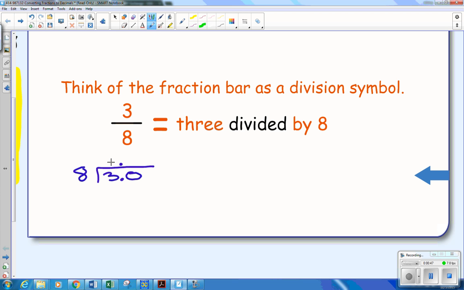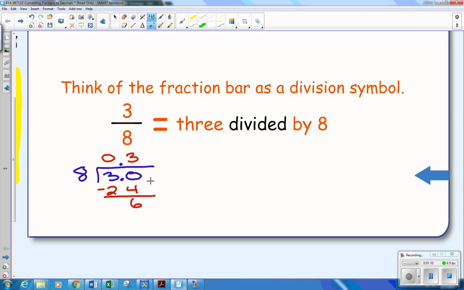So 8 can't go into 3. We can put a 0 there. But can 8 go into 30? And we know that 8 can go into 30. It goes in there 3 times, and then what we do is we multiply 3 times 8. It's just regular division, 24, and we'll subtract 30 minus 24, which would give us 6.